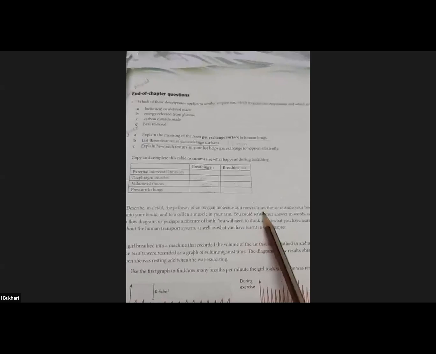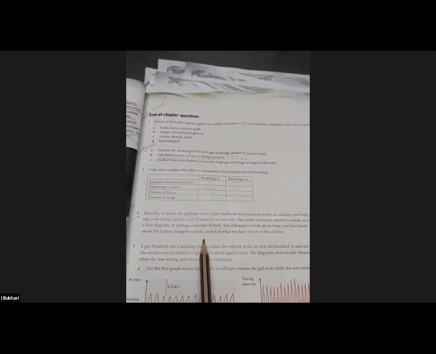Question number 4, okay? Describe in detail the pathway of an oxygen molecule as it moves from the air outside your body into your body and to a cell in a muscle in your arm. You could write your answer in words or use a flow diagram or perhaps a mixture of both. You will need to think about what you have learned about the human transport system as well as what you have learned in this chapter.